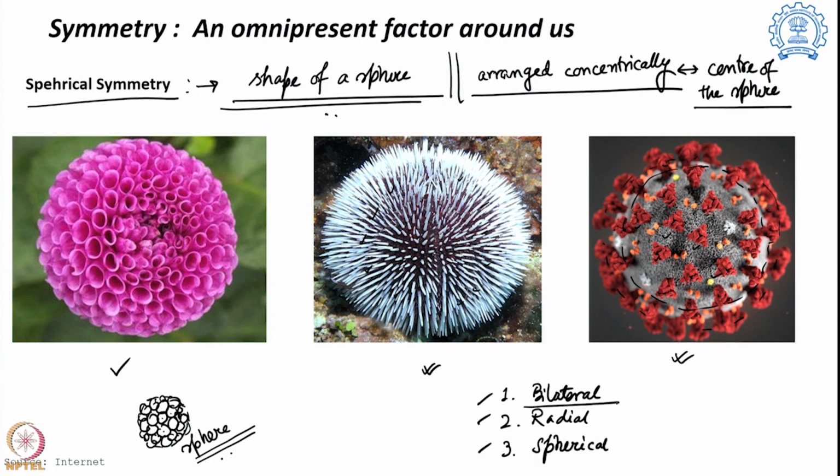Bilateral is the symmetry around a plane, radial is the symmetry around an axis, and for spherical symmetry you have to have a sphere first and then you have a concentric arrangement around the center of the sphere. So, these are the 3 major portions of the symmetry that we can come about. Now, let us go to the next one.